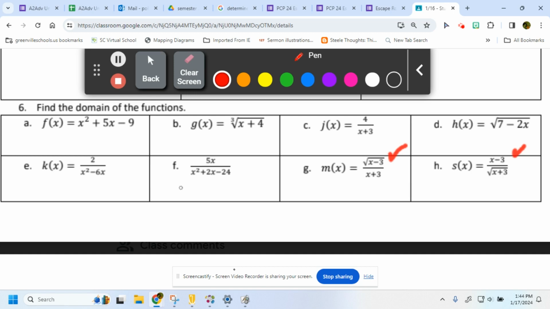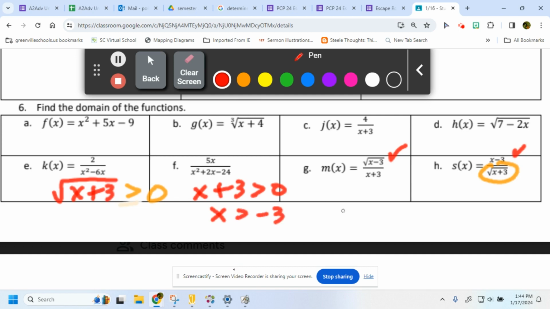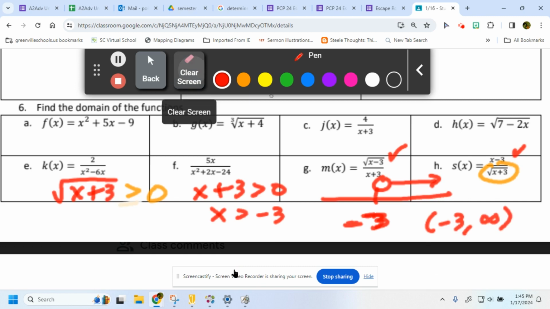Here is a square root of x plus 3. Again, in the square root of x plus 3, typically we rule it out as greater than or equal to 0. But since it's in the denominator, we cannot have it equal to 0. So let's cross it out here. It's only greater than. So x plus 3 must be greater than 0. So x is greater than negative 3. So if we do the number line there, negative 3 is here, this negative 3 here, okay? Open circle to the right. So everything from negative 3 to infinity. Okay.